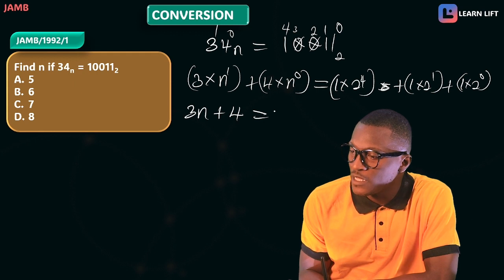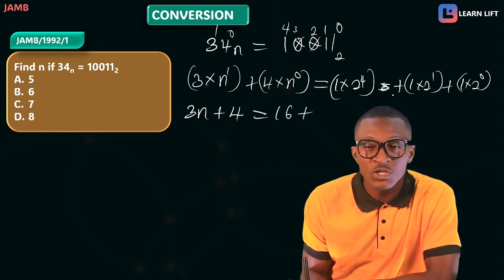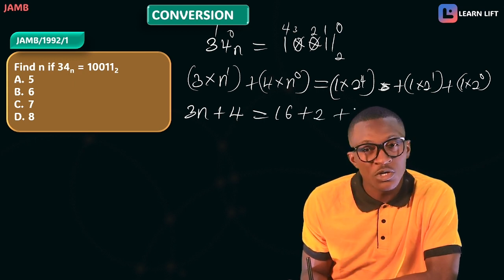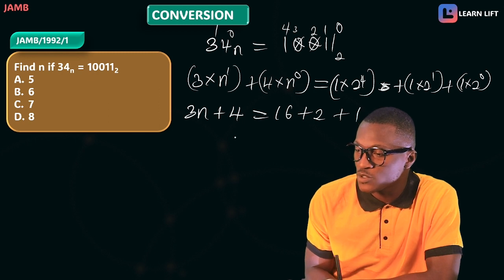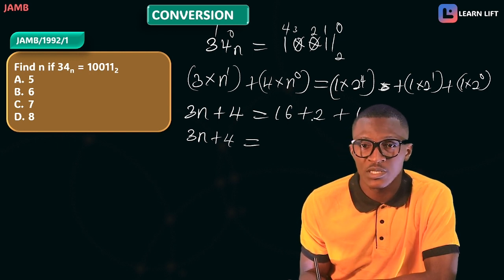That's 16. That will give me 1 times 16. That's 16. Plus 2 raised to power 1 is 2. And 2 times 1 will give me what? 2. Plus 2 raised to power 0 is 1. And 1 times 1 will give me 1. So that becomes 3n plus 4 is equal to 16 plus 2 is 18 plus 1.